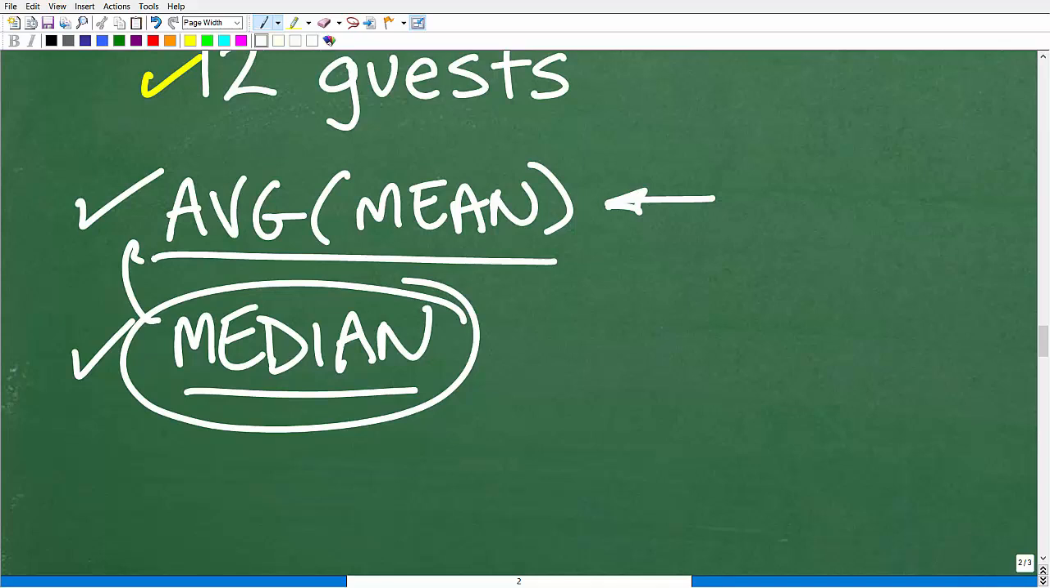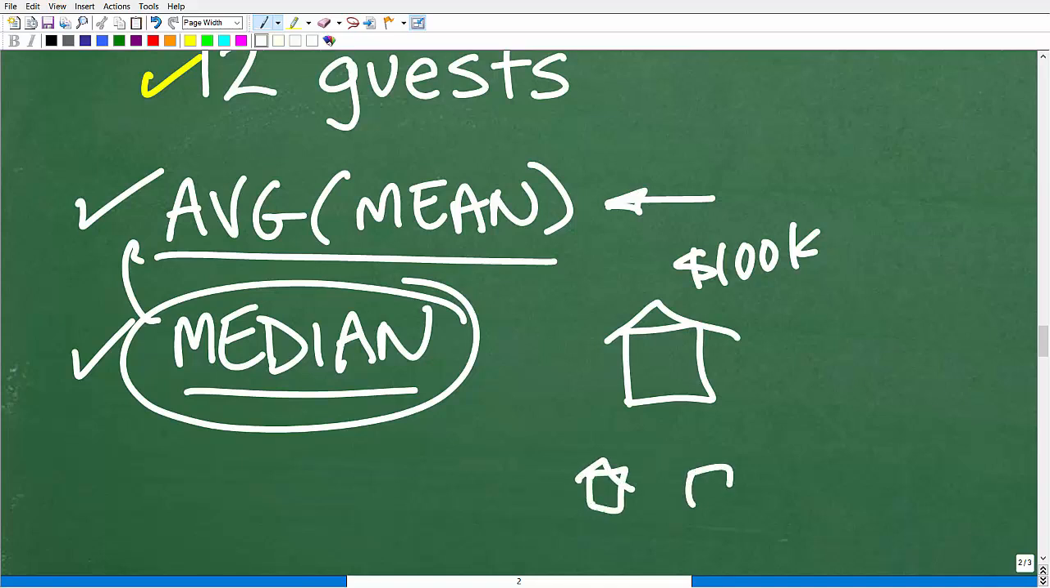Let me give you a quick example. Let's suppose we have a neighborhood, and the average cost of a house in this neighborhood is $100,000. So that's the average cost. What do you think that means? Do you think that if you're going to buy a house in this neighborhood, you would expect to pay around $100,000 for this house? And that's what most people would think.